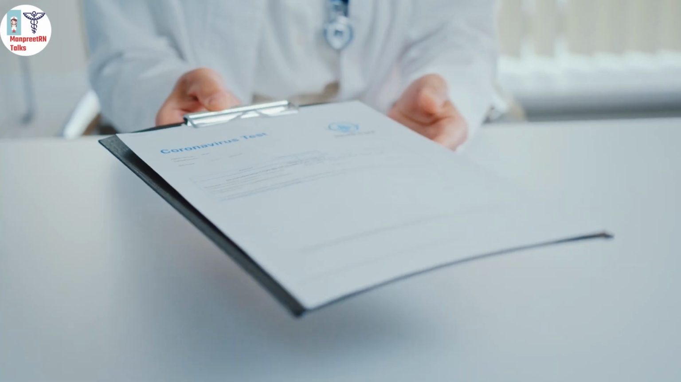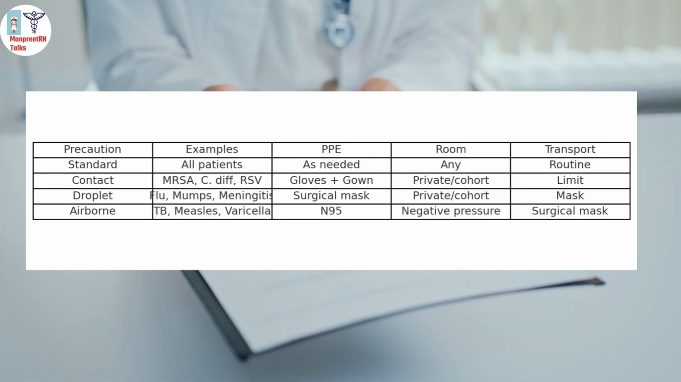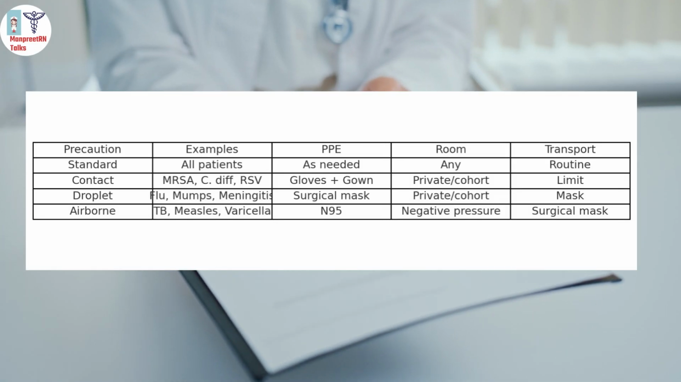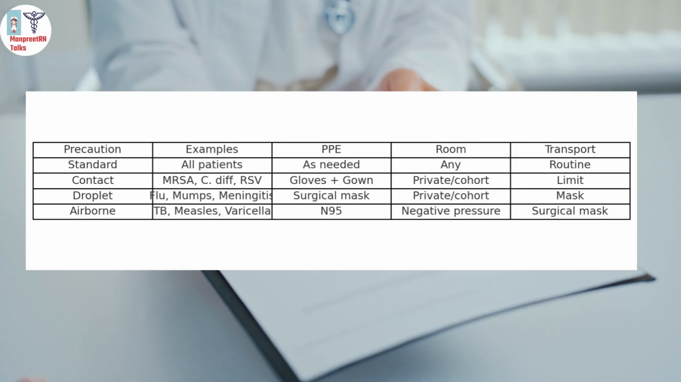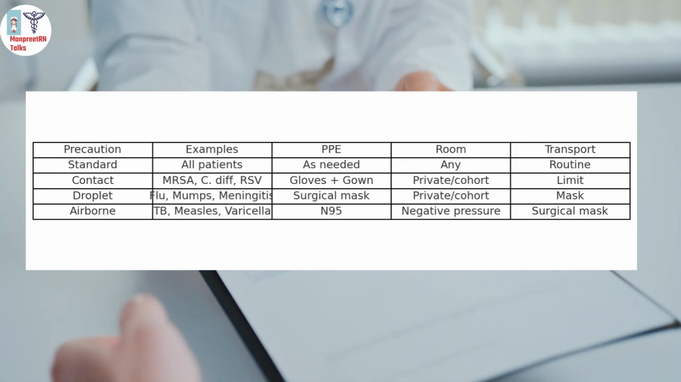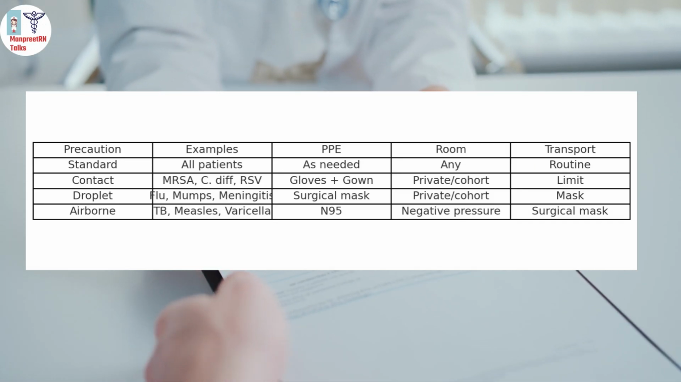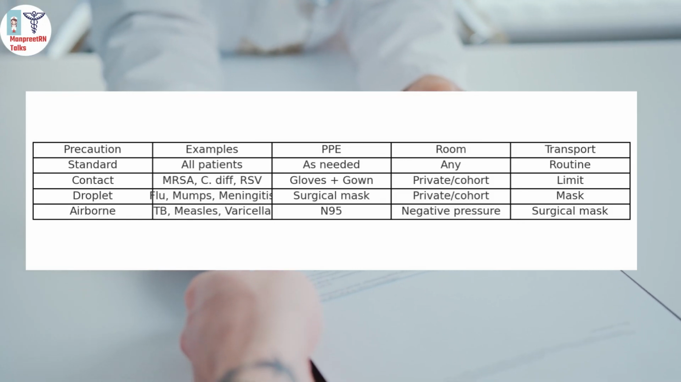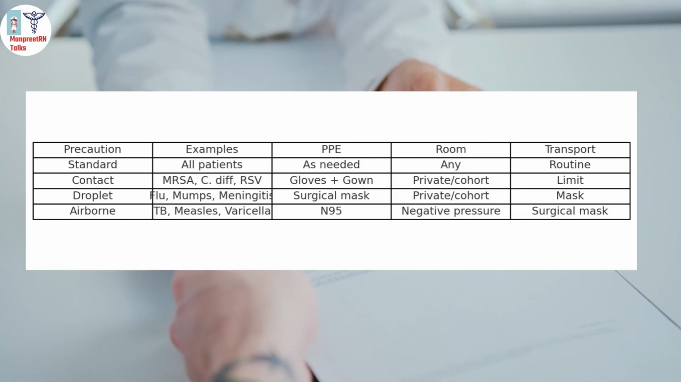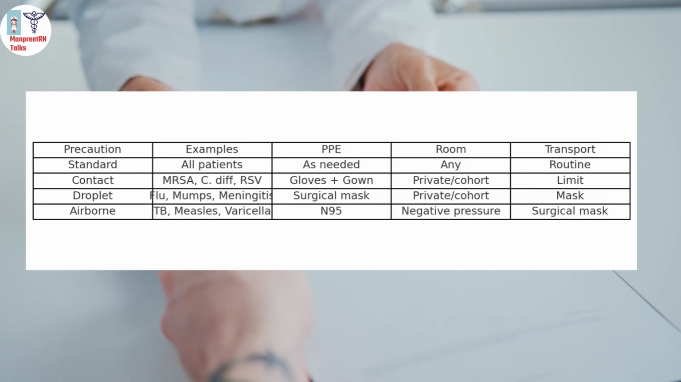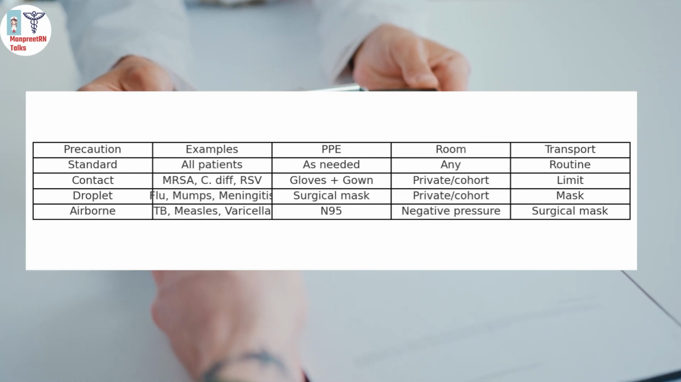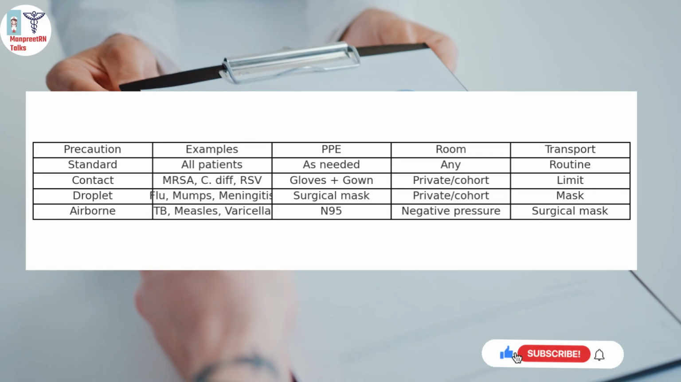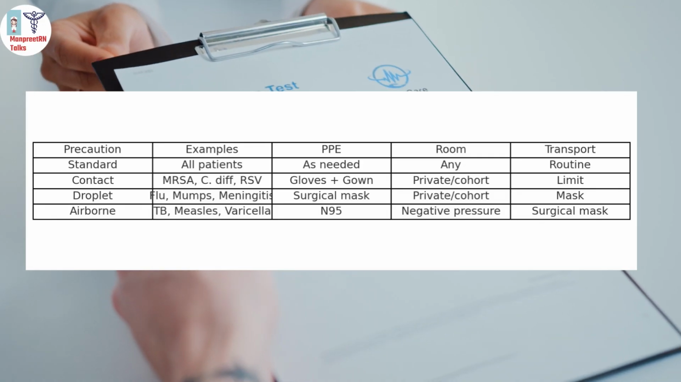So let's do a quick recap with the table so you can remember. For standard, that is for all patients, with personal protective equipment as needed. For contact precautions like MRSA, C. diff, and RSV, we use PPE, gloves and gown. The room is private or cohort, and patient transportation is very limited.